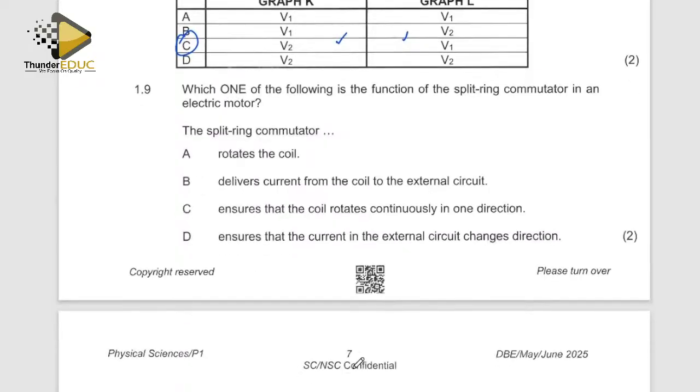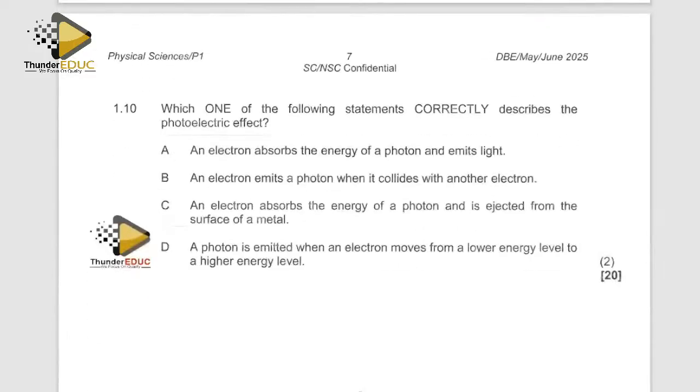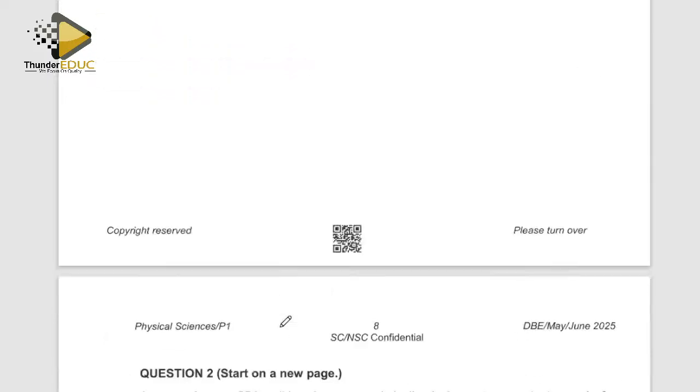1.9, which one of the following is the function of the split ring commutator in an electric motor? Mainly it's to change the direction of the current. So it ensures that the current in the external circuit changes direction. So option D would be the best. And then 1.10, which one of the following statements correctly describes the photoelectric effect? With this, I'm choosing option C, that an electron will absorb the energy of a photon and is ejected from the metal surface, if the energy is indeed sufficient. So that is to do with question number 1.